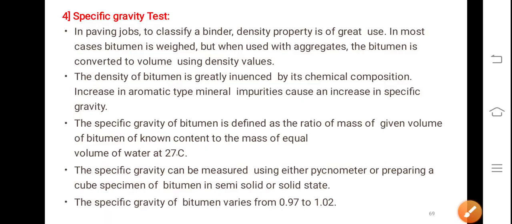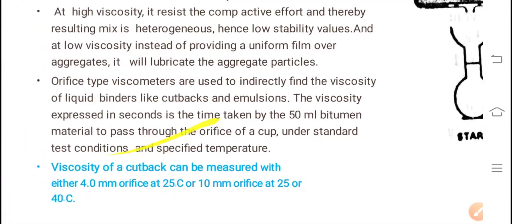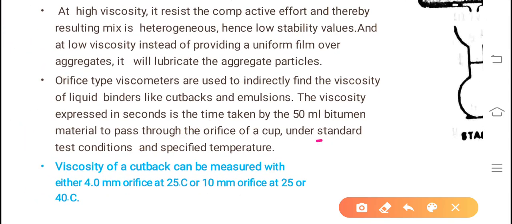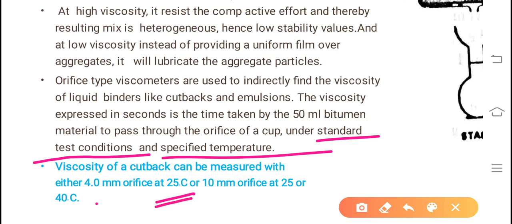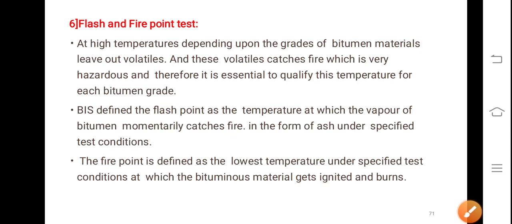cup, under standard test conditions and specified temperature. The standard test condition is a 4 mm orifice at 25 degrees centigrade, or a 10 mm orifice at 25 or 40 degrees Celsius.